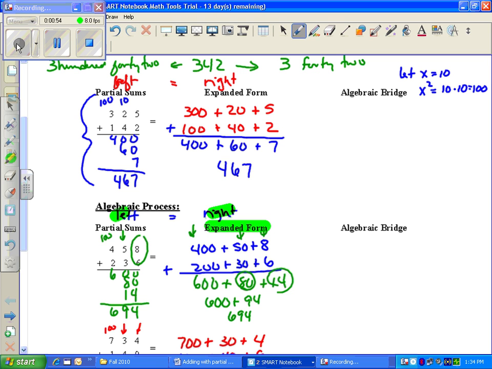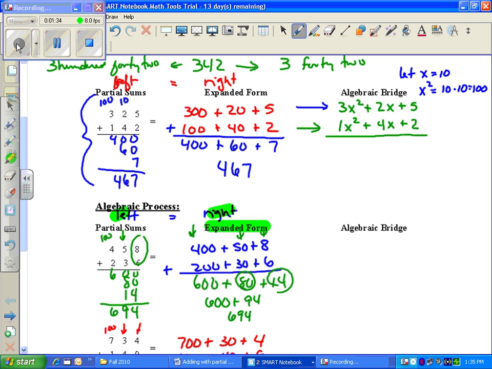If we go and look at this and we want to write 325 algebraically, we're looking at 300. There are 3 hundreds. In other words, 3x squareds, because x squared is 100. 20 means I have 2 tens plus the 5. Converting 142 algebraically, 100 means I have 1 of the hundreds. 40 means I have 4 of the tens plus 2.